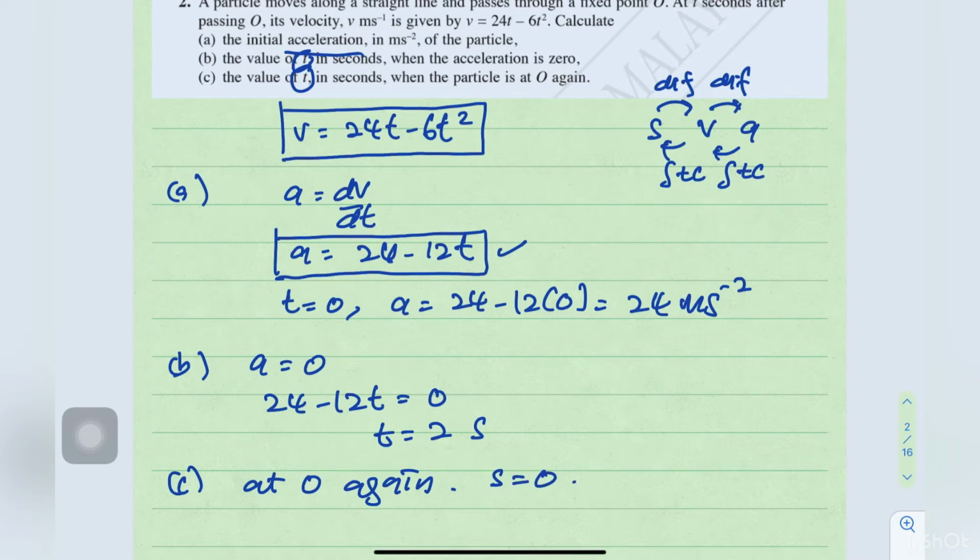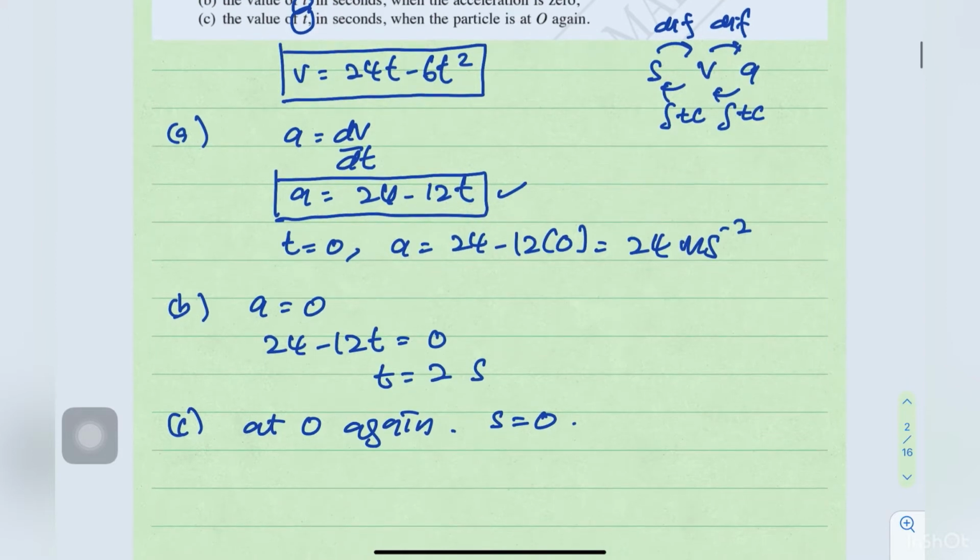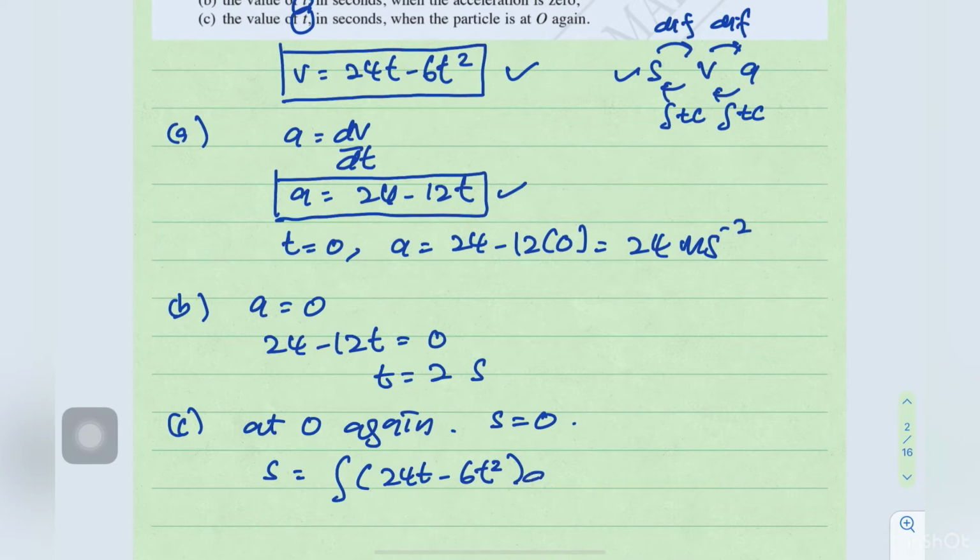Okay, so now we don't have S. We need to find S from velocity, so we need to integrate. Find S from velocity, integrate V. So S equals the integral of (24t minus 6t squared) dt.